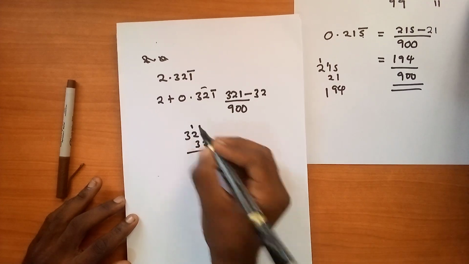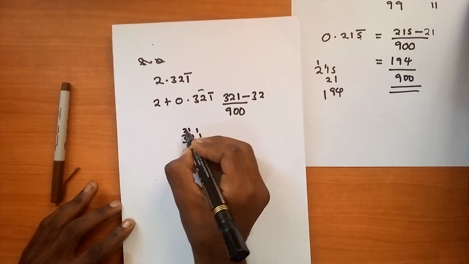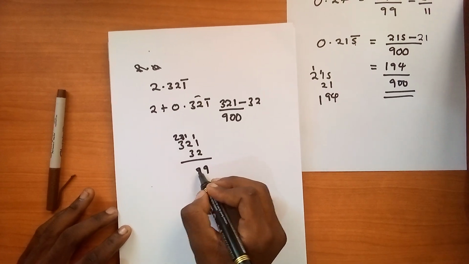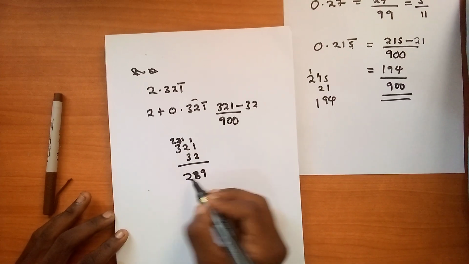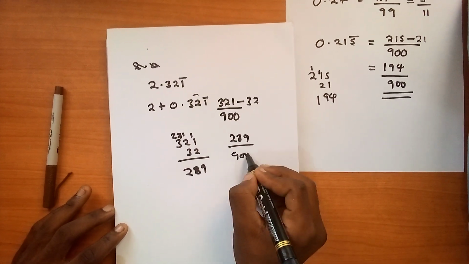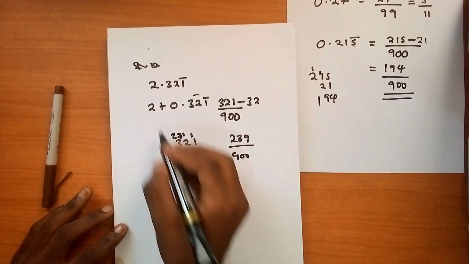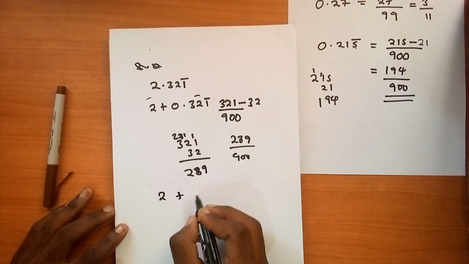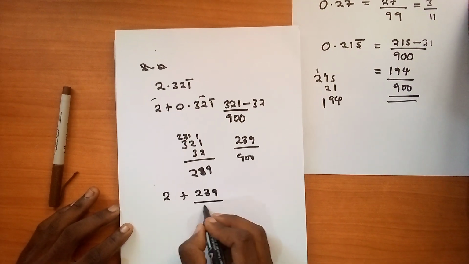We get 9. Then we get 8. Then we get 2, which is 289 over 900. You can reduce this if it's reducible, but remember I've got a 2 this side, so you come and complete the fraction here. 2 plus 289 over 900.